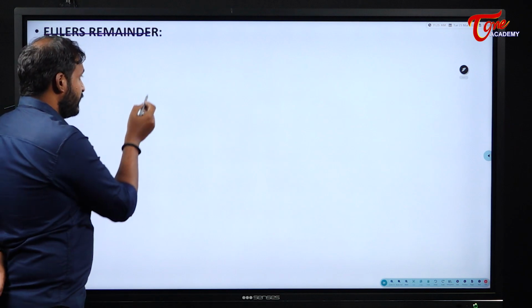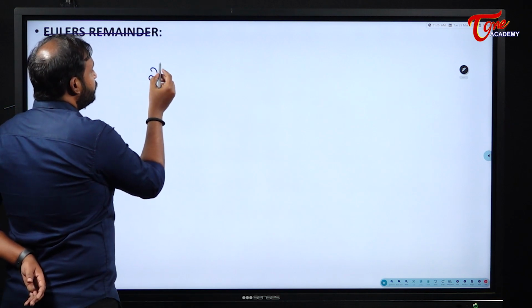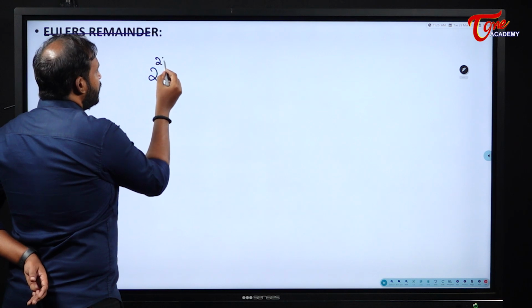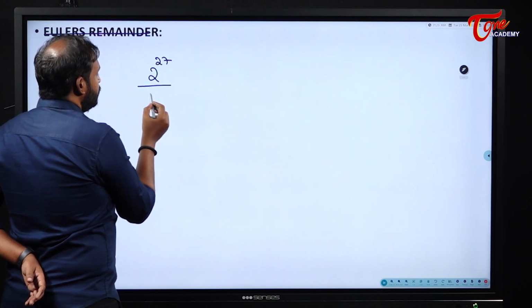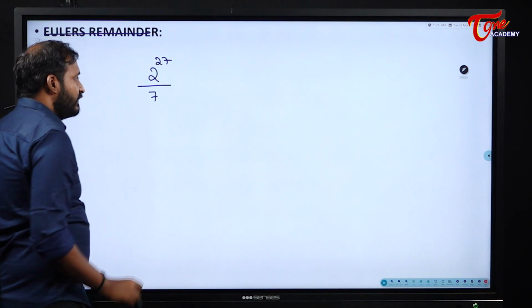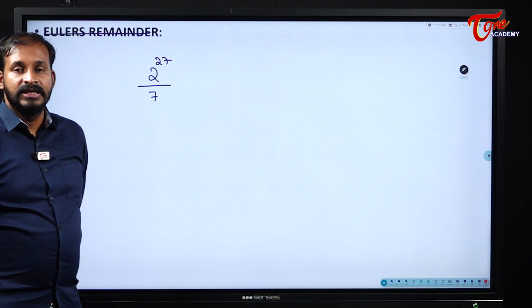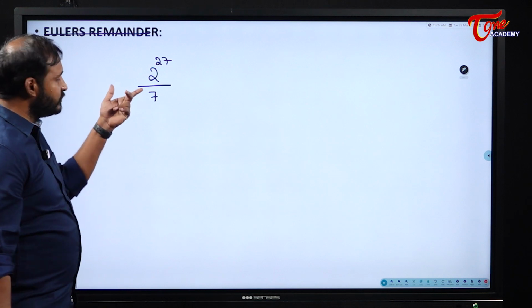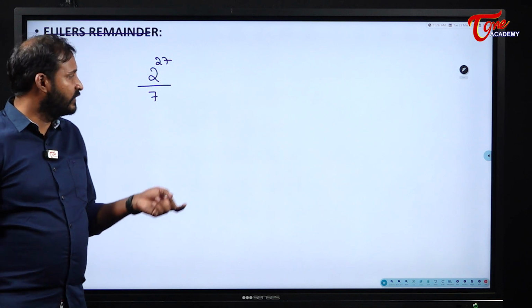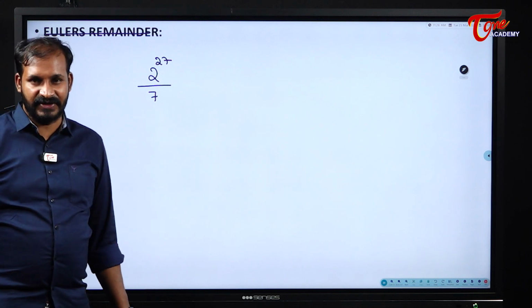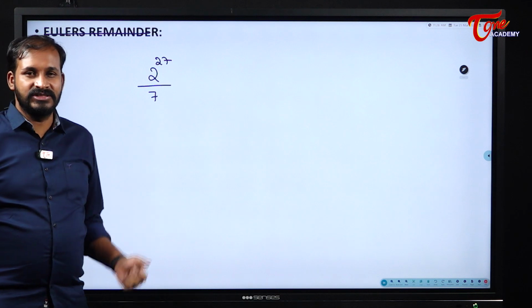So here, if I want to find the remainder for 2 to the power of 27 by 7, if you take the positive remainder, it will get 2. If you take the negative remainder also, you will get minus 5. Anyway, there is no chance.